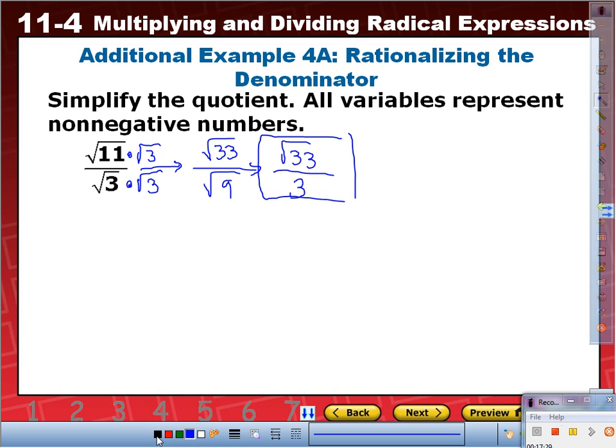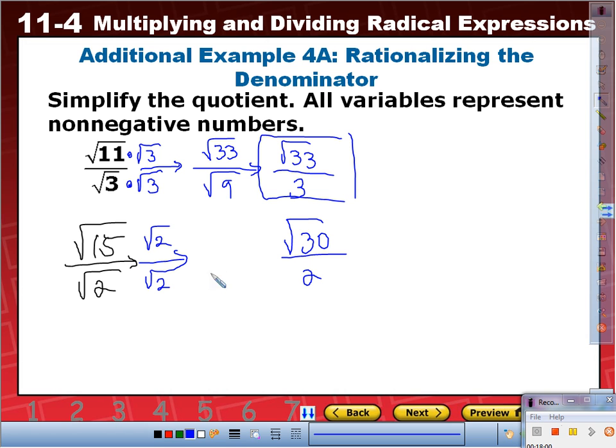Let me give you one more. You do this one. Square root of 15 divided by square root of 2. Simplify that one, please. Okay, here we go. Who got square root of 30 over 2? That is correct. This is square root of 2 over square root of 2. Square root of 30 over square root of 4, and that's how we get that.